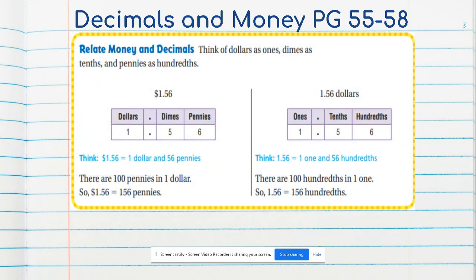Decimals and money. If I have $1.56, it's going to be the same as 1 whole and 56 hundredths. That means when I plug it into my place value chart, the 1 is in the ones place, the 5 in the tenths, and the 6 in the hundredths.